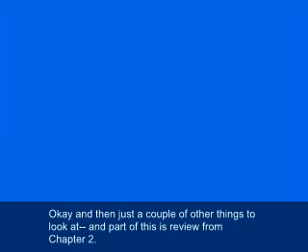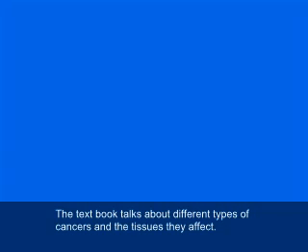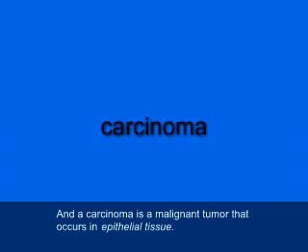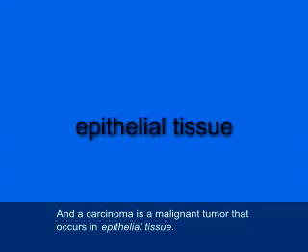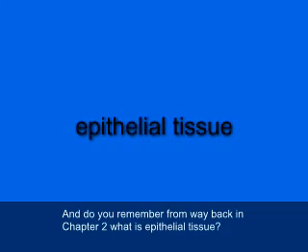Just a couple other things to look at, and part of this is review from chapter 2. The textbook talks about different types of cancers and the tissues they affect. First of all, it talks about the carcinoma. A carcinoma is a malignant tumor that occurs in epithelial tissue. And do you remember way back from chapter 2, what is epithelial tissue?